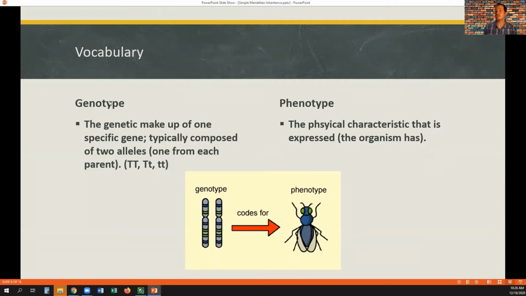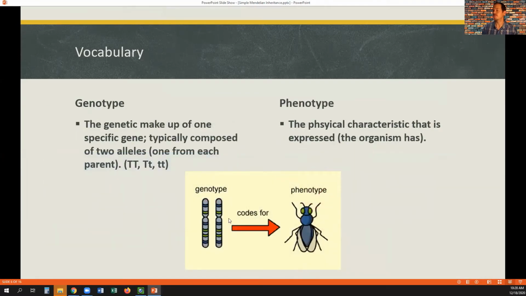On the other hand, genotypes code for the phenotype. The phenotype is the physical characteristic that is actually expressed, that we can actually see or measure or observe of that organism, of the offspring. So a phenotype, remember, look for those keywords, phenotype, this is the physical trait.